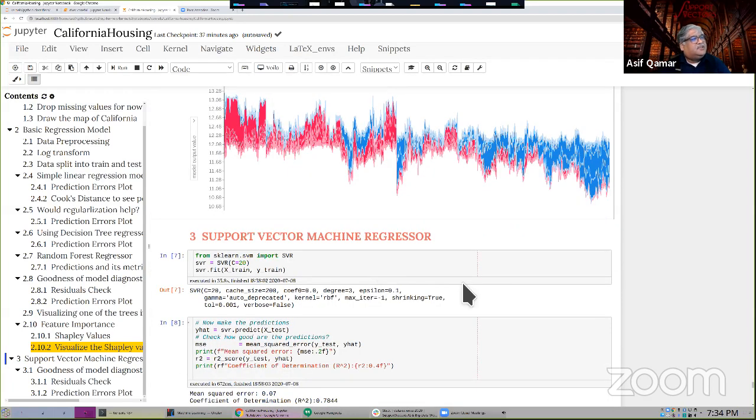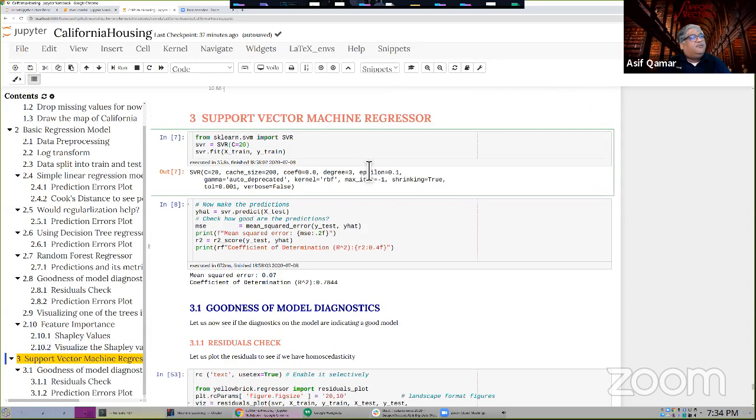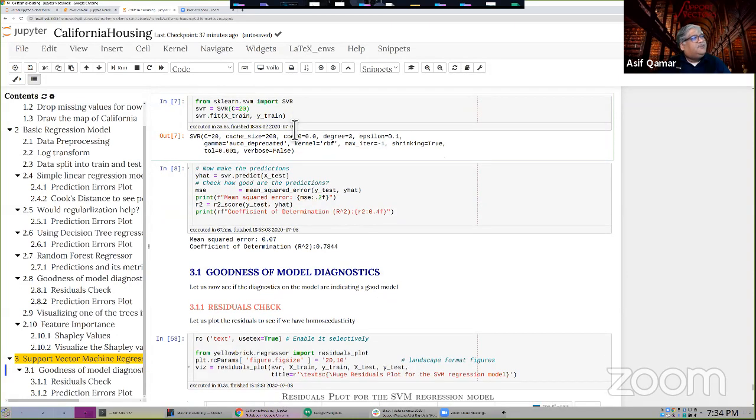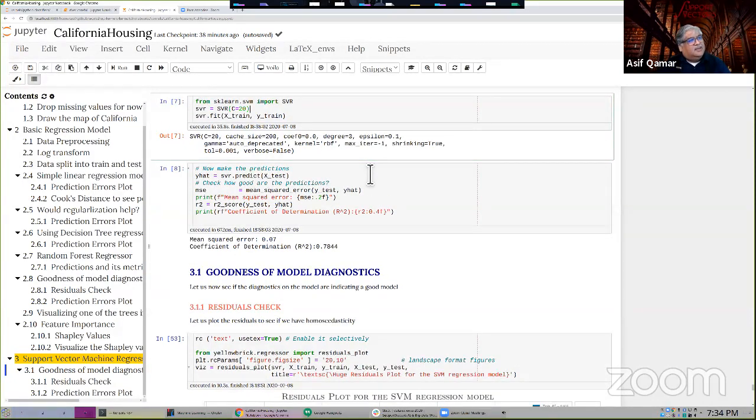We are going to use this now for support vector machines. Support vector machines, like any complex algorithm, can be used both for regression and classification. Here we are using it for regression. I'm just using the vanilla version. I'll leave it to you to use it in a better way. Tune the parameters and get better values if you can.